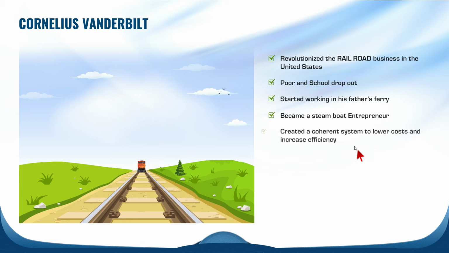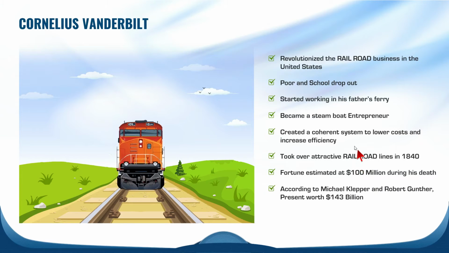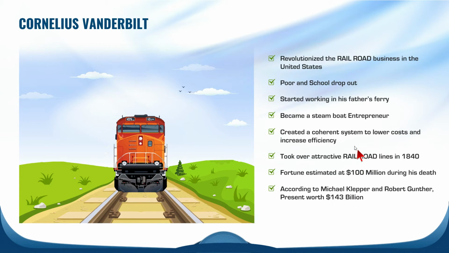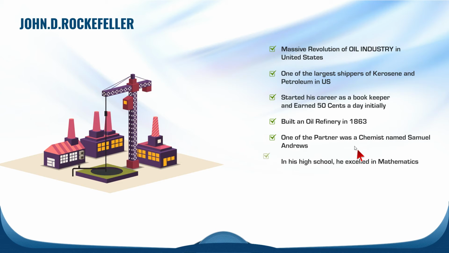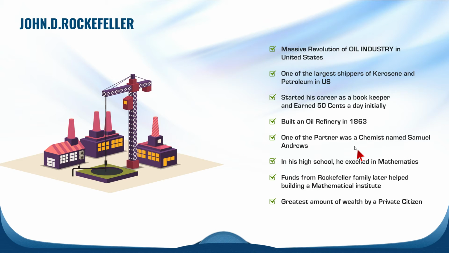Cornelius Vanderbilt built the railroad empire of the United States. What made him realize his dream was his desire for innovation. John D. Rockefeller started his career as a bookkeeper and ended up building an oil empire in the United States. The desire to innovate made him do marvels.